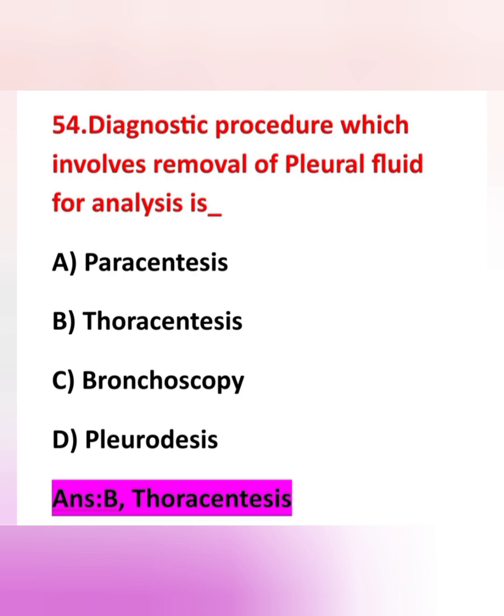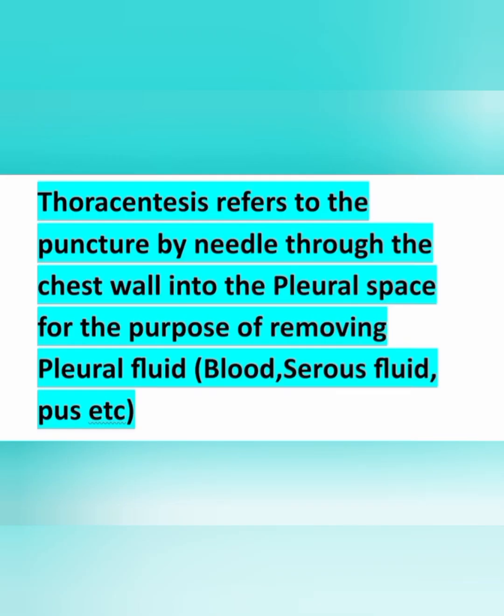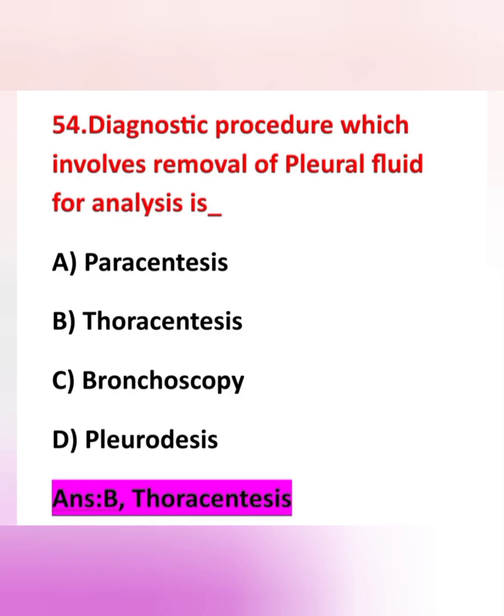Thoracynthesis means puncture by a needle through the chest wall into the pleural space for the purpose of removing pleural fluid. Pleural fluid includes blood, serous fluid and pus. Okay, so pleural fluid removed for diagnostic or therapeutic purpose is called thoracynthesis. The amount of fluid that is removed is usually about 20 to 30 ml for diagnostic purpose.